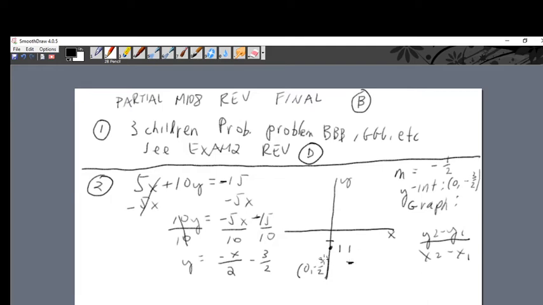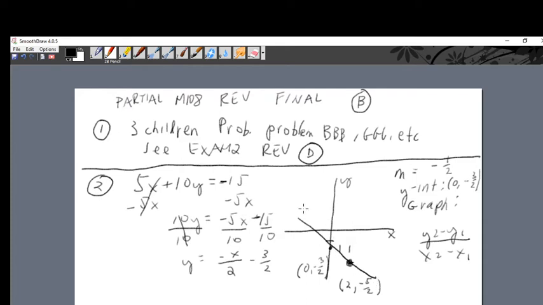1 full unit is 2 halves. 3 halves and 2 halves is 5 halves. So here it is. Here's my other point. And here is the connection. And here's the line. But I even know what this point is. This point is going to be 2 to the right, and it's going to be negative 5 halves, because it's 1 further down than the 3 halves. So it's minus 5 halves. I even know the coordinates of this point.